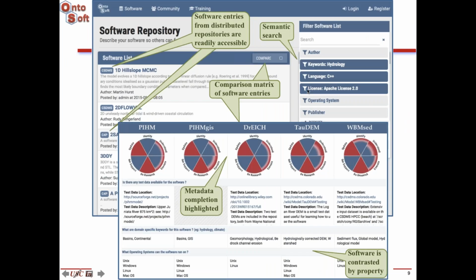The other thing that we did is look at comparing different entries. And so you can see here the comparison metrics for hydrology software in C++ with the Apache license 2.0. It finds all the results, and it lets you contrast it by the different properties, how the software stacks up for these different models, so that it makes it easier for you to look for it and find what you're looking for.